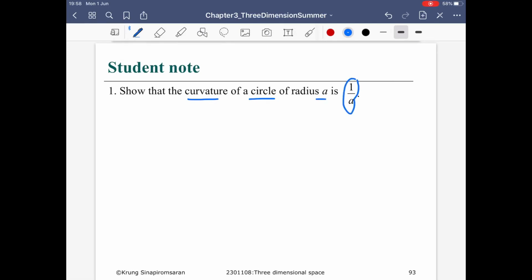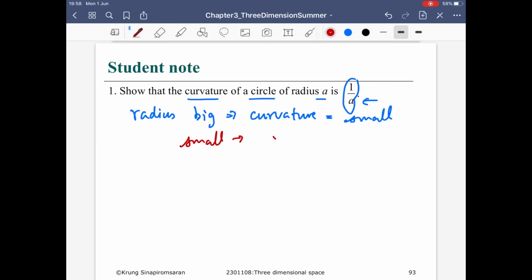So what does this mean? If the radius is big, then the curvature is small, right? Because it is the reciprocal of a big number. If the radius is small, then the curvature will be big. Why is that? If the radius is big, your circle will be pretty big, right?